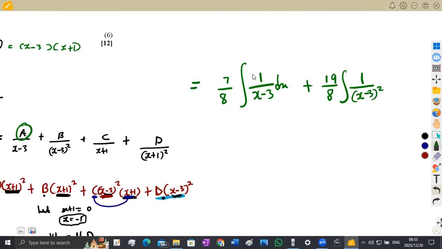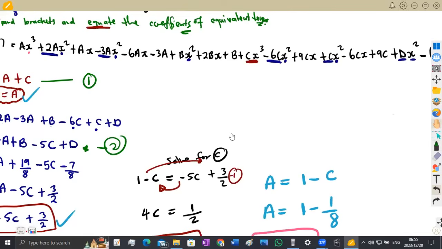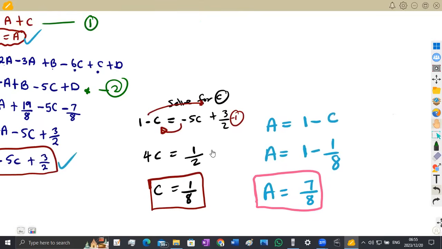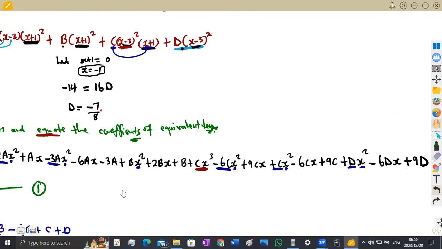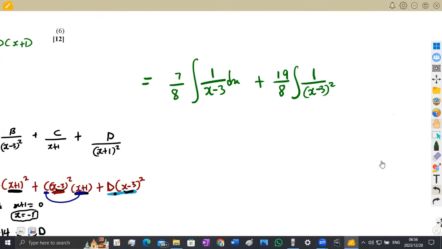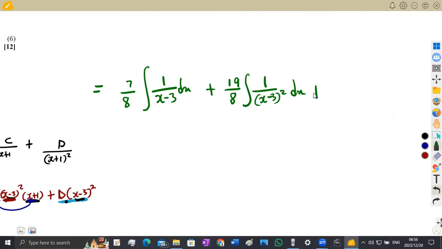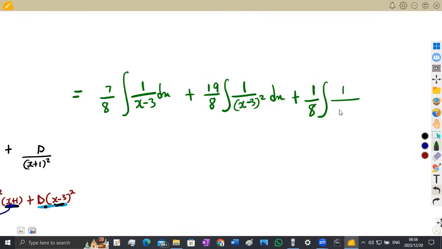C over x plus 1, so let us check for C. Remember our C here, we got it as positive 1 over 8. But here it's C over x plus 1. So we're going to have plus C, which is 1 over 8, into the integral of 1 over x plus 1 with respect to x.